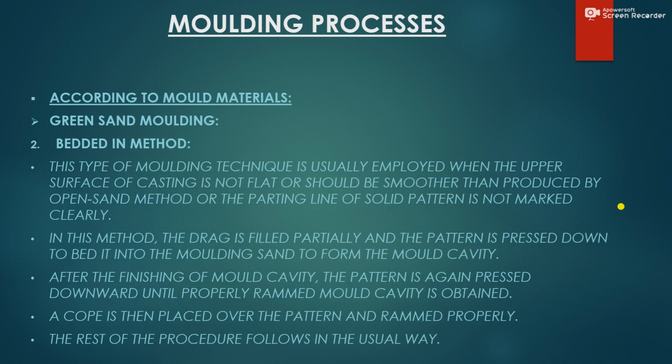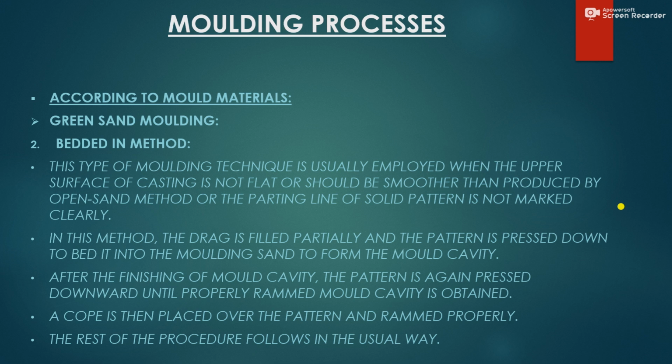The second method is the bedded in method. This method is used when the casting that you're supposed to prepare has an upper surface that is not flat. It may be conical, or circular, or cylindrical, any shape. When the pattern that you are supposed to prepare does not have a flat upper surface, or it is not smoother than the shape produced by the open sand method, only then the bedded in method is used.